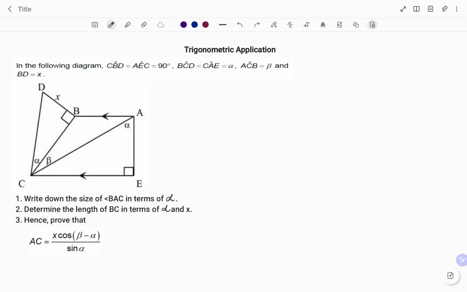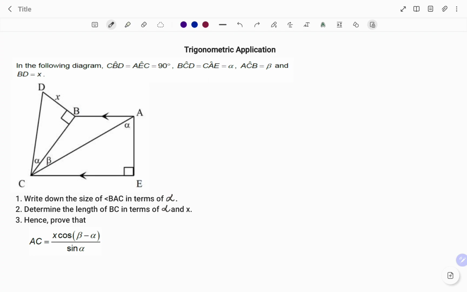In the following diagram, angle CBD is equal to angle AEC, which is equal to 90 degrees. Angle BCD is equal to angle CAE, which is equal to alpha. Angle ACB is equal to beta, and the line BD is equal to x.